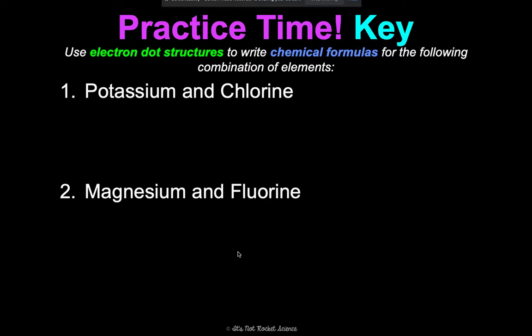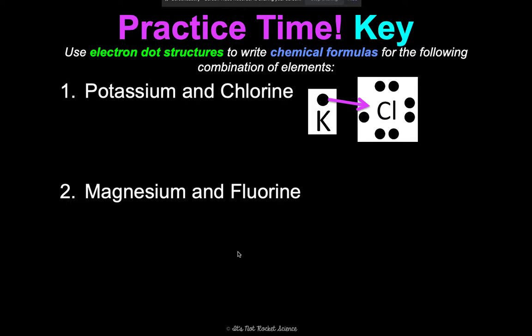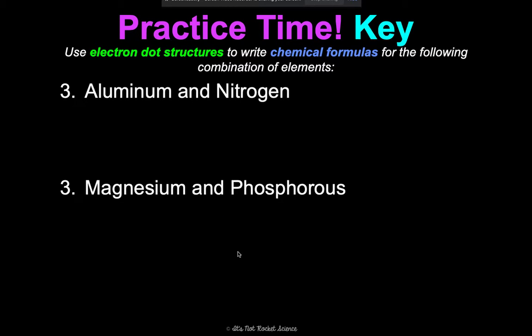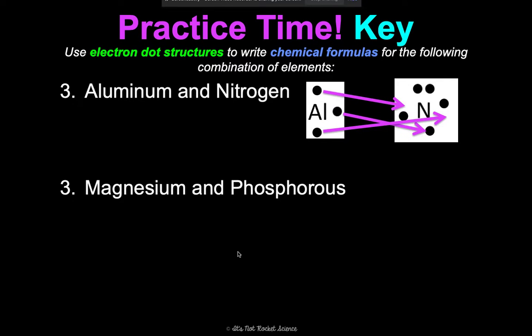So for potassium and chlorine, let's walk through this. Potassium looks like that. Chlorine looks like that. So that's pretty easy. So you have potassium chloride. We don't need to add any elements to that one. Next, you have magnesium and fluorine. We did need to add another fluorine here because magnesium needs to get rid of 2 valence electrons. So we have magnesium fluoride. Aluminum and nitrogen. They look like this. Aluminum can give away all 3 of its valence electrons to nitrogen, which makes aluminum nitride.